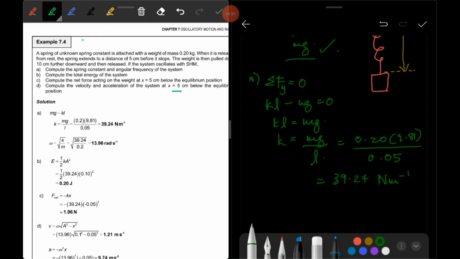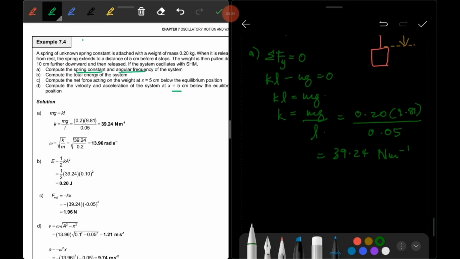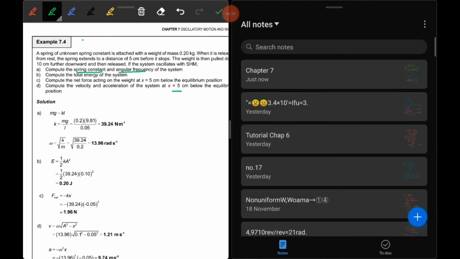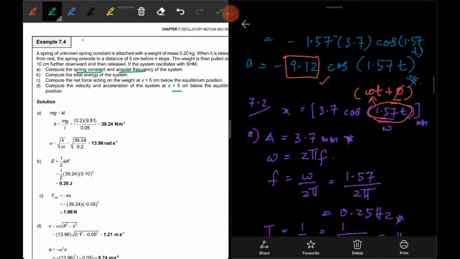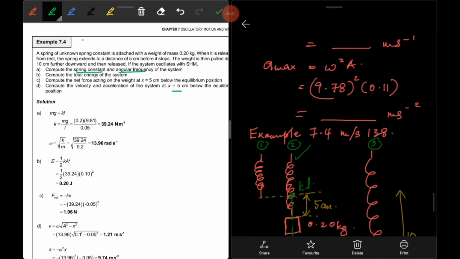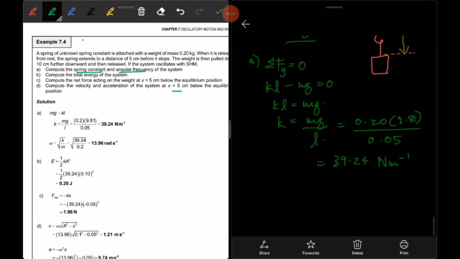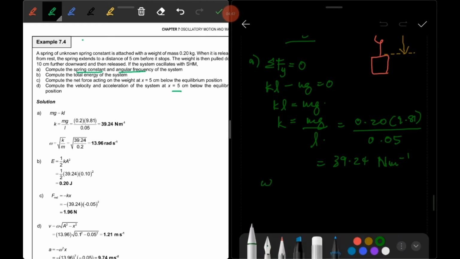Now we are going to calculate the angular frequency. Remember, angular frequency omega is equal to the square root of k over m. You cannot use omega equals 2 pi f because we don't know the value of f. So we use the square root of k over m.